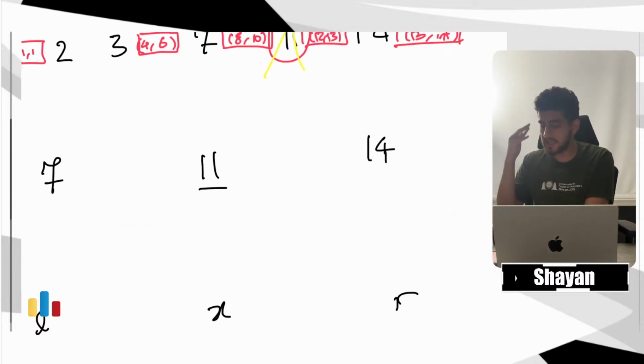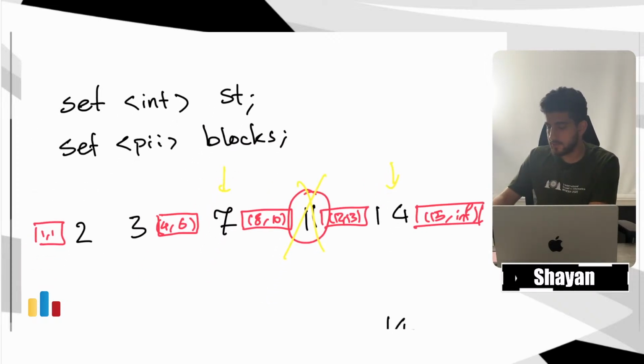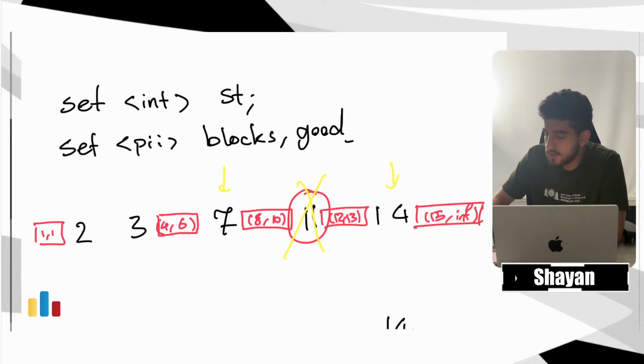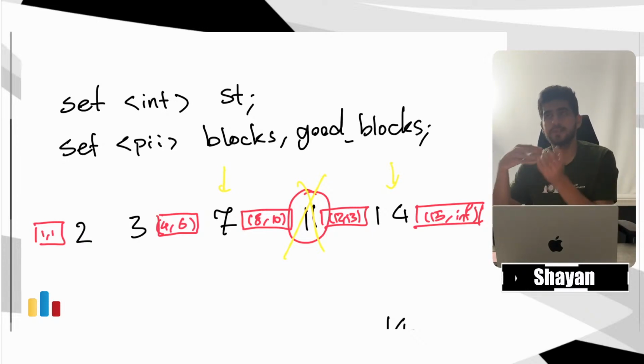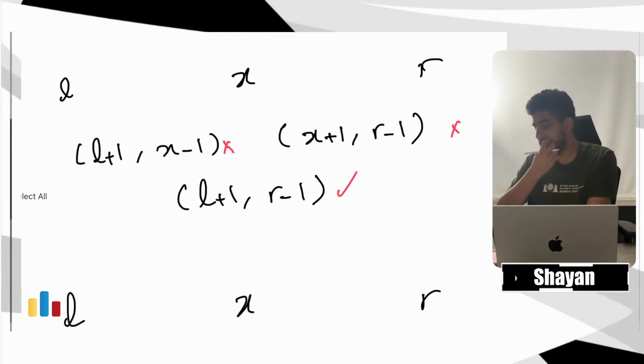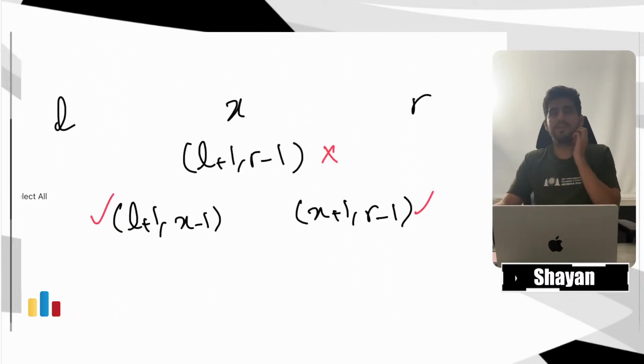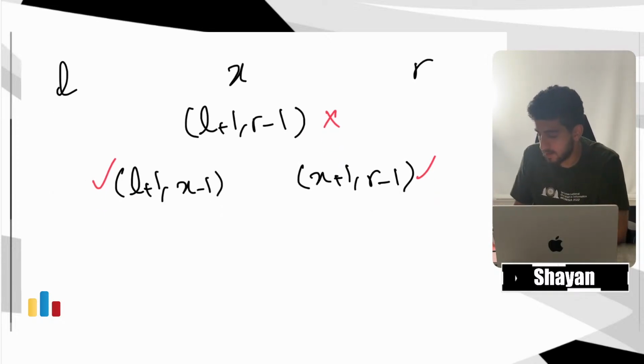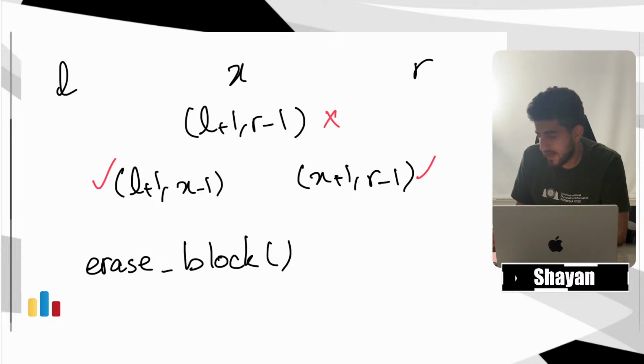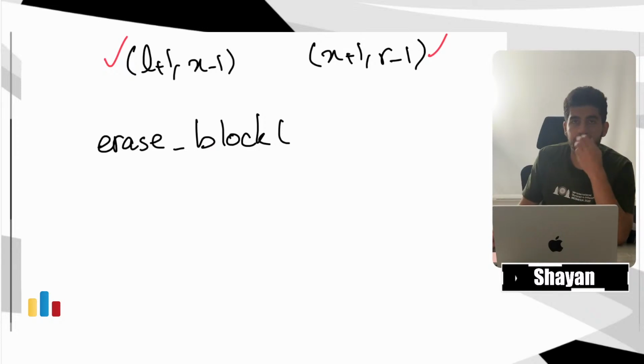And now the point is that alongside these blocks, you can also keep good blocks. So you can define another variable named good blocks, in which you keep all the good blocks you have. But what do I mean by the good blocks? The blocks whose size is greater than or equal to k. How can you find out? Each time you are either erasing a block or inserting a block. Let's make these erase block and insert block two functions.